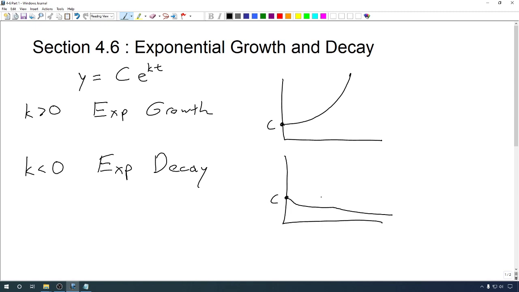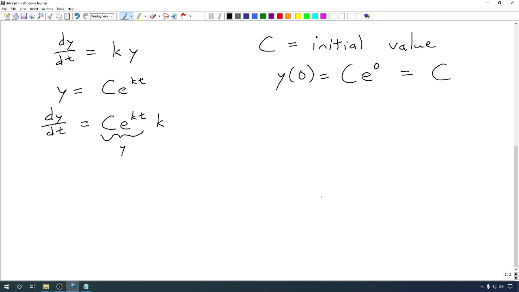Now the k controls how quickly it either grows or decays, depending on which situation we're in. k is frequently referred to as the constant of proportionality. And the importance of this constant is that it is related to what the derivative is. It's controlling that rate of change. The rate of change is whatever you had times this k.